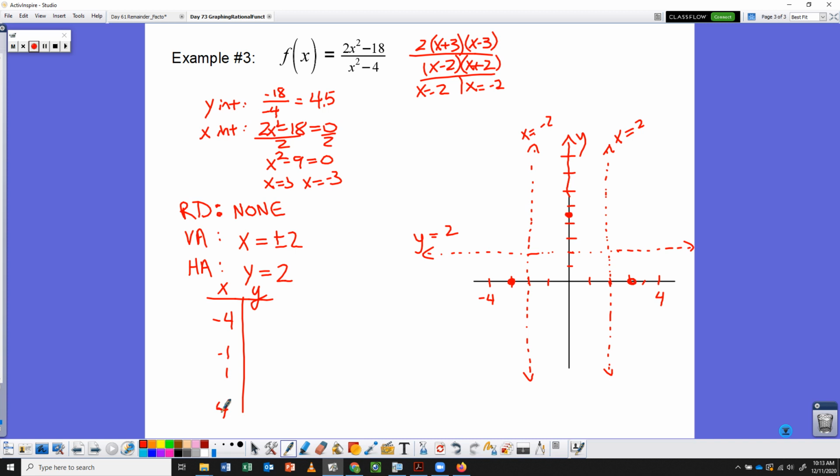Okay, so again, we're plugging our values back into the formula. There is no reducing of this formula, so this means I'm going to have to do some heavy-duty math. Negative 4 squared is 16 times 2 is 32. 32 minus 18 is going to be 14 for my numerator. And negative 4 squared is 16, 16 minus 4 is 12. So I get 14 over 12, which is 7/6. That's about 1.16 repeating. Okay, so when x is negative 4, I get a little bit above 1.